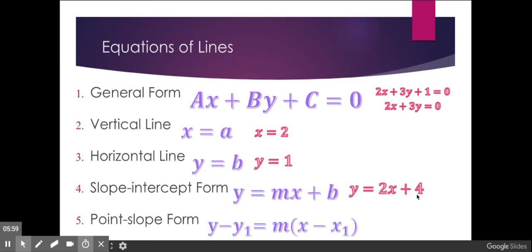And lastly, point slope form. This one we'll use a lot when creating equations. We'll start out in point slope form, so it's good to know it. So an example might look like this. However, you probably wouldn't leave it like that. You might want to put it into slope intercept form or general form, but it's a good place to start.